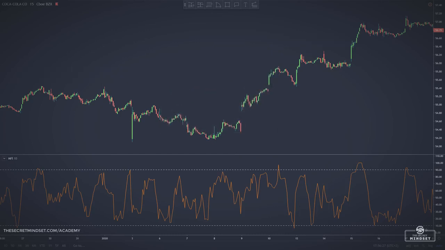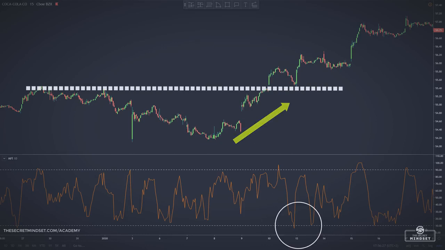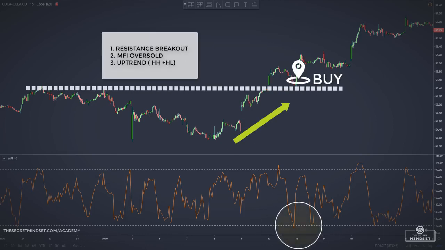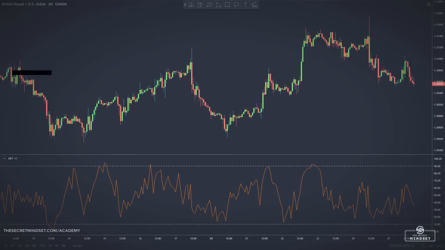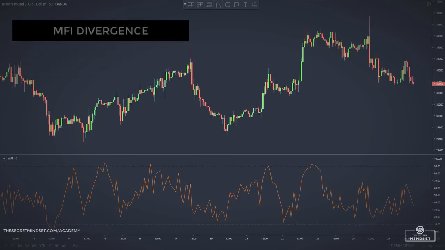The MFI should never be used on its own as a trade signal and must be used in conjunction with other tools of analysis to make better informed trading decisions. Traders who use volume in their analysis often look for divergences between volume and price.